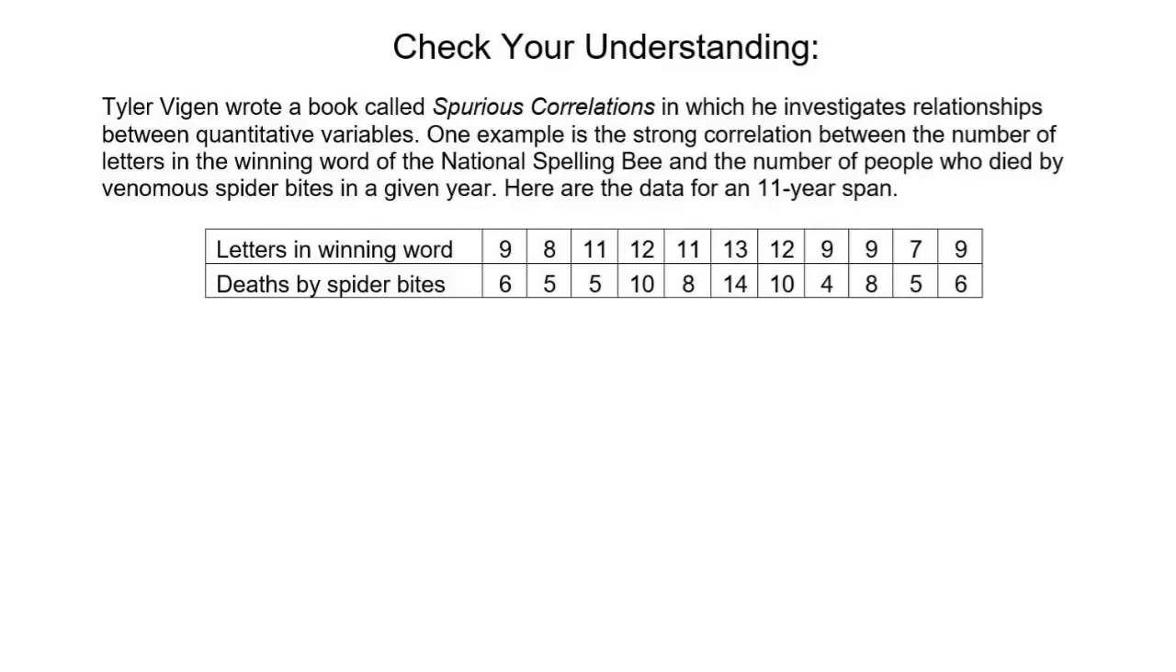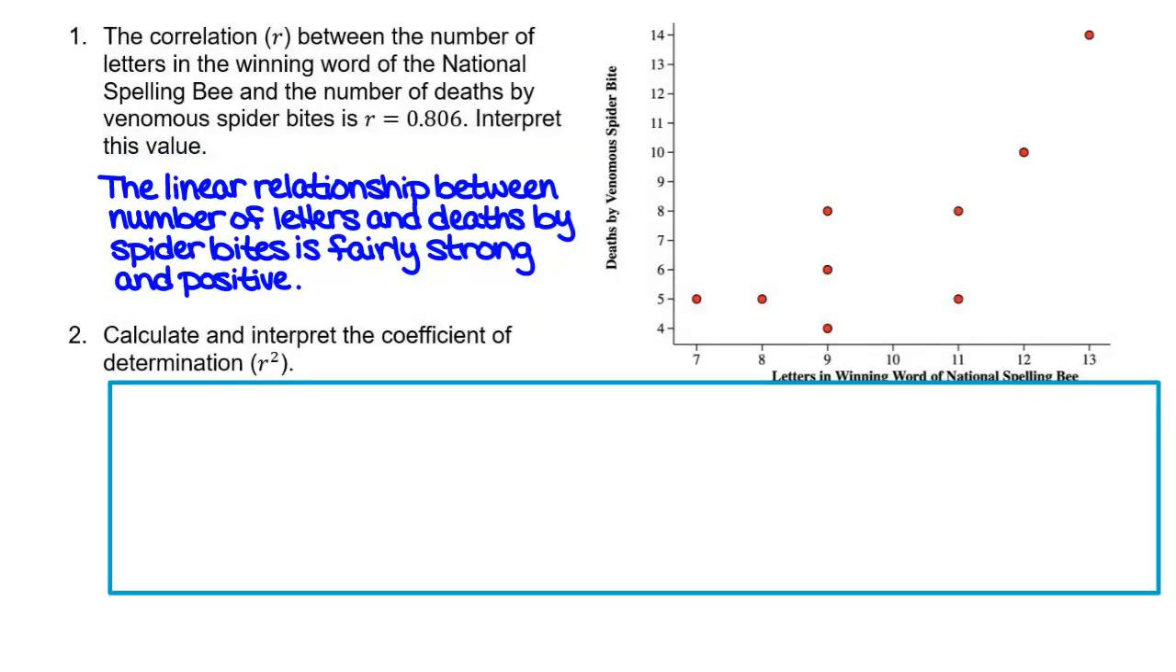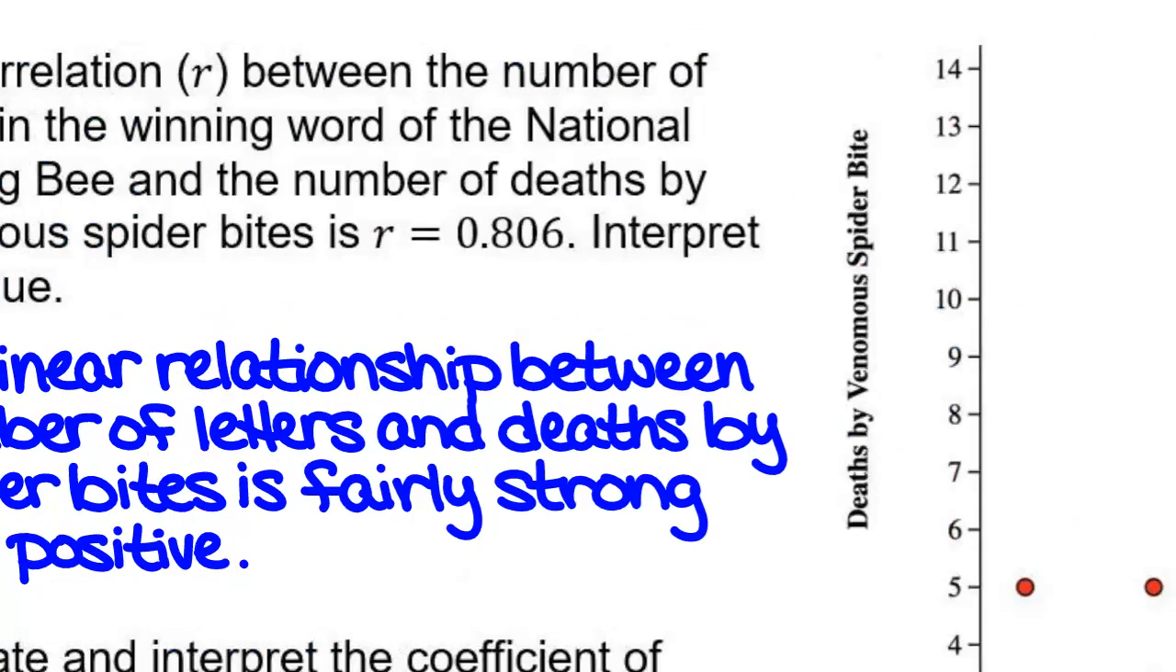How's it going to start? The linear relationship between letters in the winning word of the National Spelling Bee and deaths by venomous spider bites is moderate and positive. Is it moderate? I would call it a strong relationship. Okay, so I would call it fairly strong. So with an R value of 0.806, even when the graph looks like that, that is still considered, I would say, fairly strong. I wouldn't necessarily say very strong, but I would say that that is fairly strong.